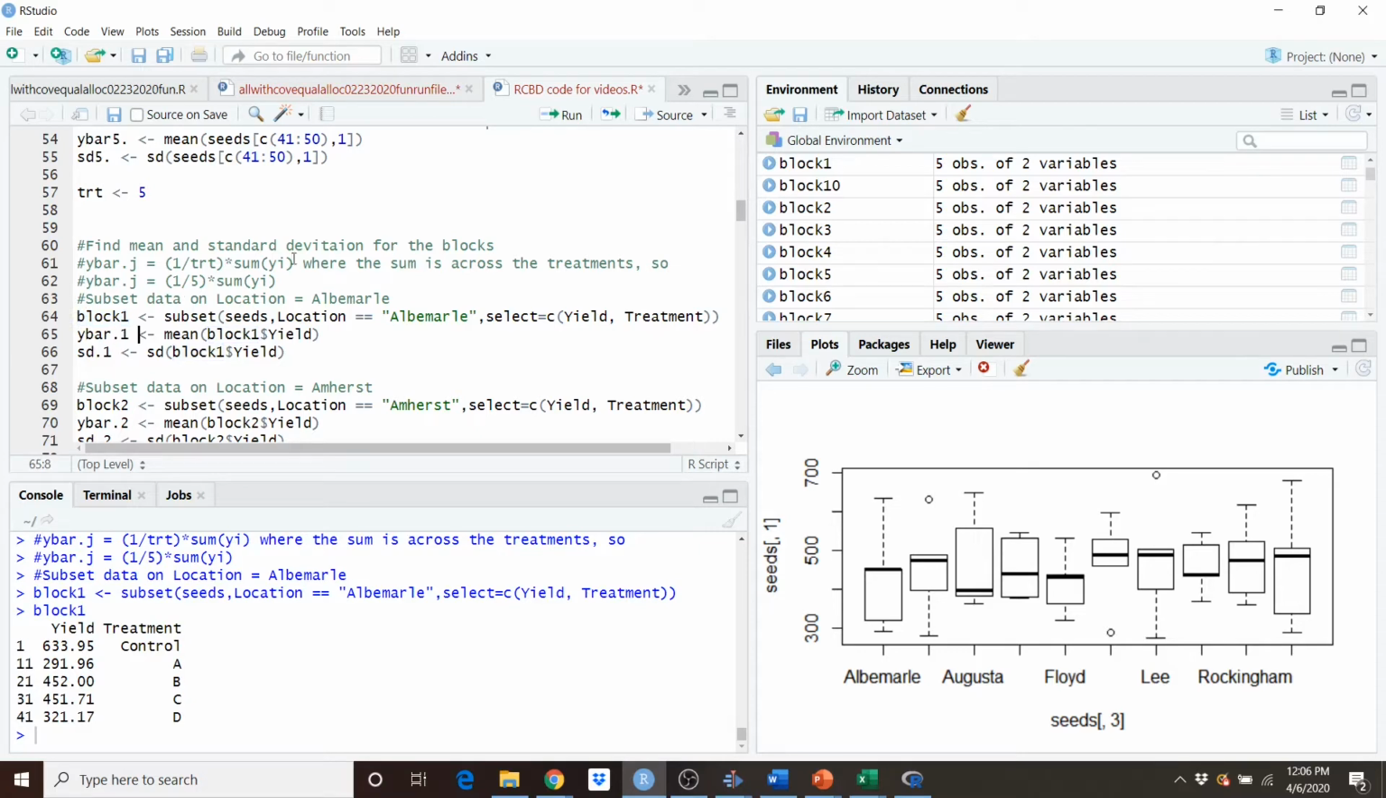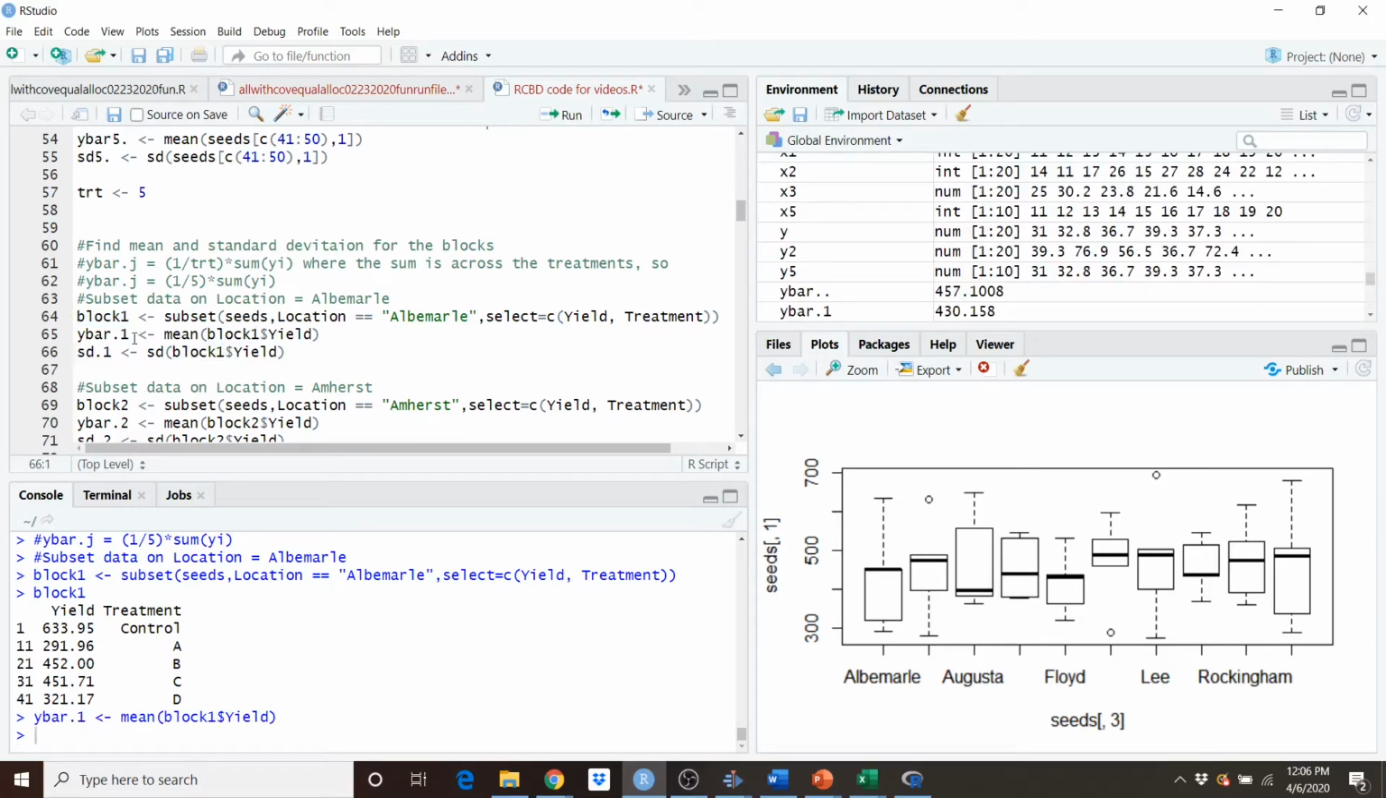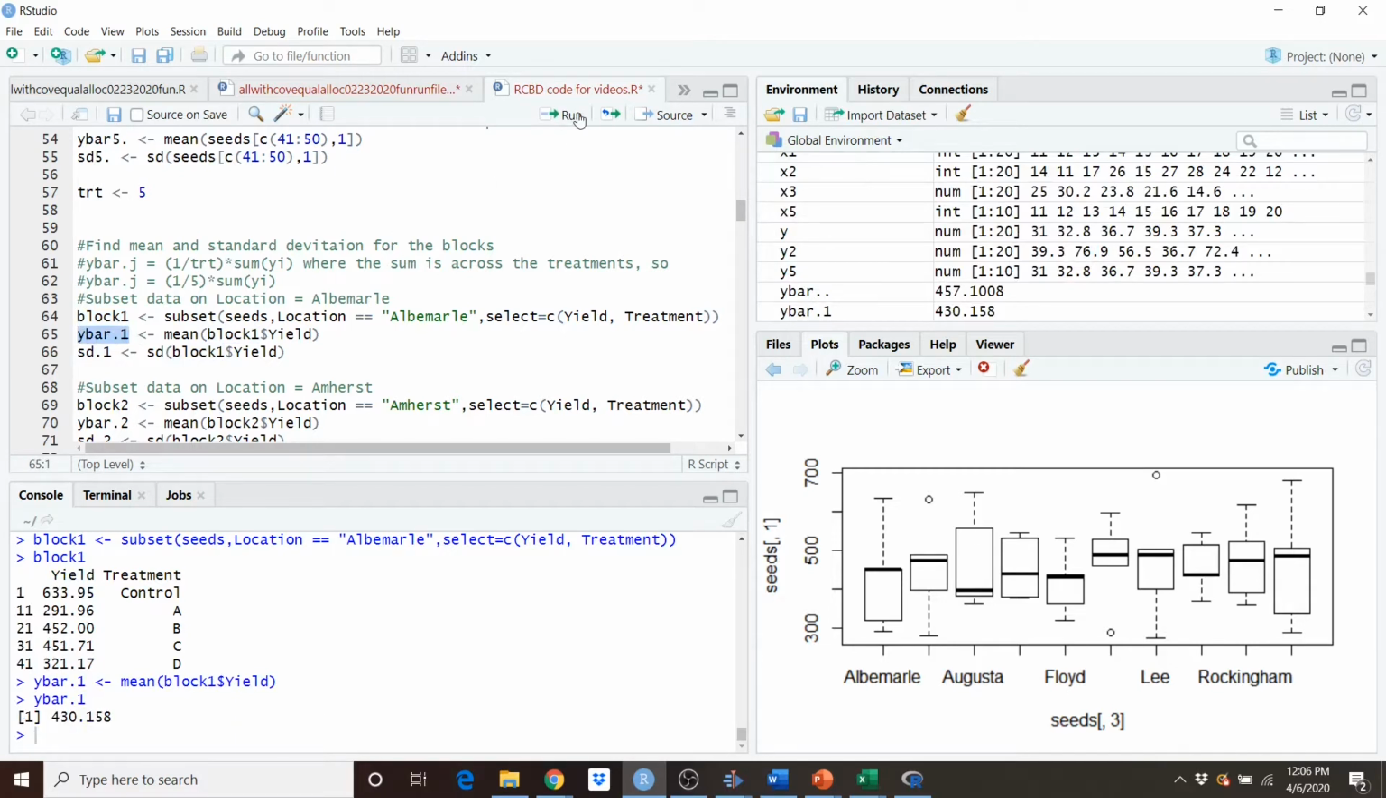And now I can simply take the mean of these values, y bar dot 1. So my first block mean is 430.158. And I'll do the same thing with the standard deviation.